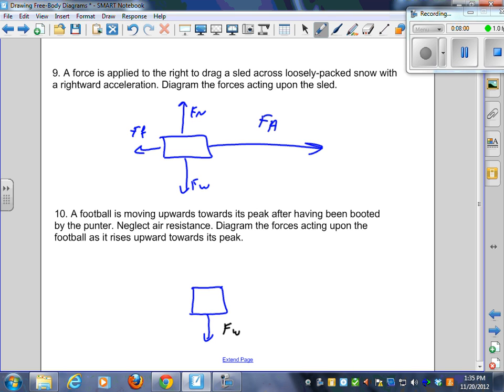But it clearly says, after having been booted, an object in motion will stay in motion. I do not need an arrow showing it going that way. The arrows do not show motion. The arrows show forces. There is no force other than gravity acting on it. You could argue, and I will accept this, Mr. Bennett, there's some air resistance. Okay, but it would be there. So it's wrong.